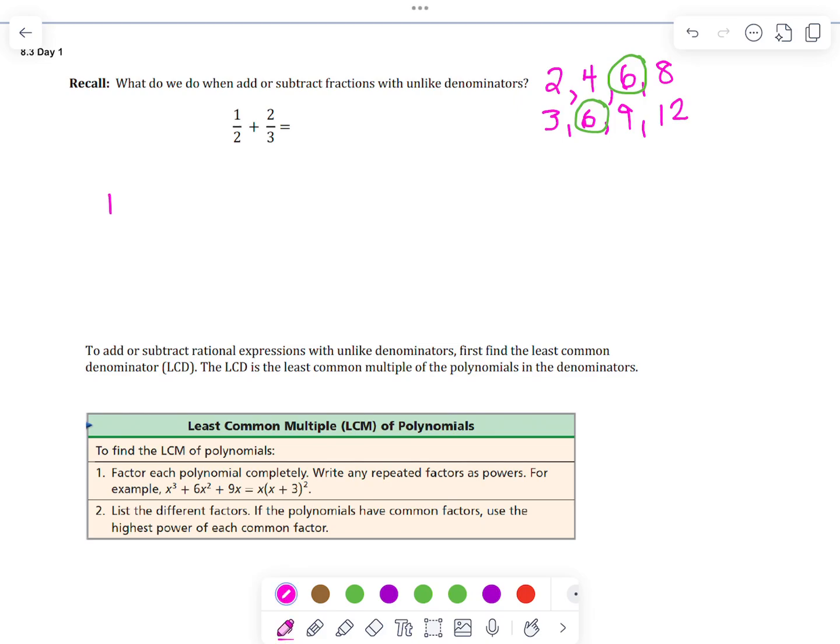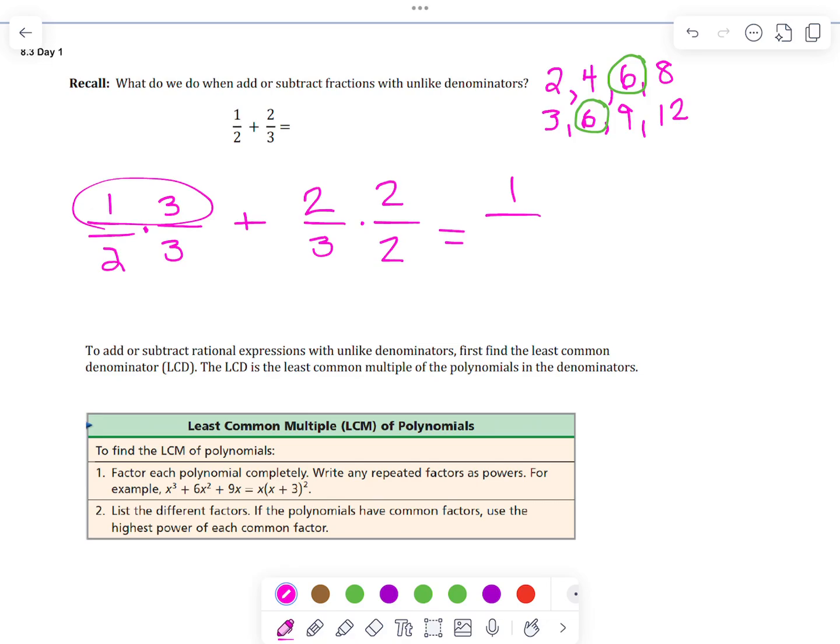So we start with 1/2, and we want that denominator to be 6. We're going to multiply the numerator and the denominator by 3. And then plus the second fraction, 2/3. We want the denominator to be 6, so we multiply the numerator and denominator by 2. Now we go ahead and multiply across. So 1 times 3 is 3. 2 times 3 is 6. Plus 2 times 2 is 4. 3 times 2 is 6.